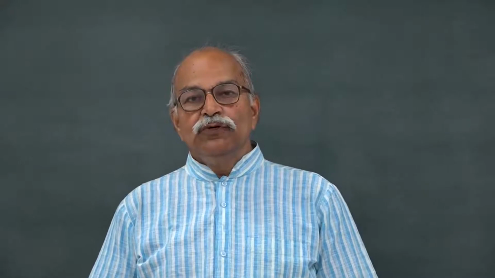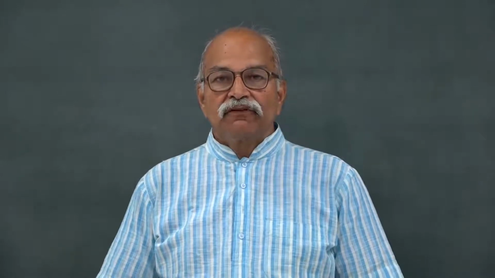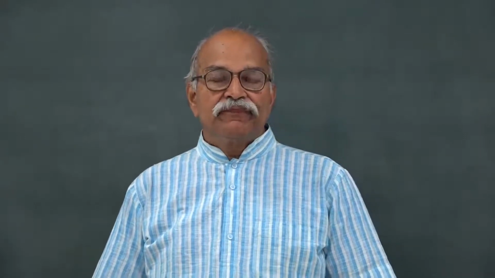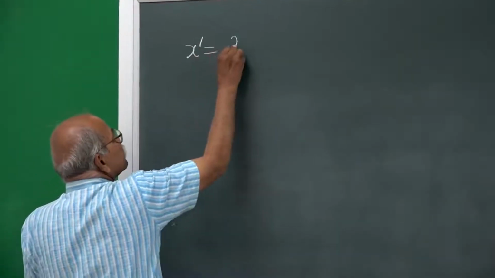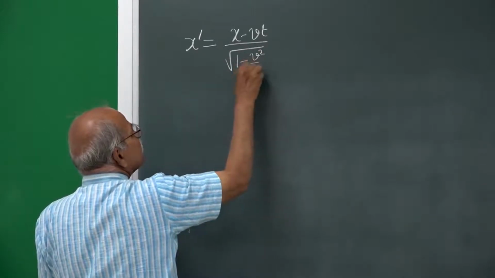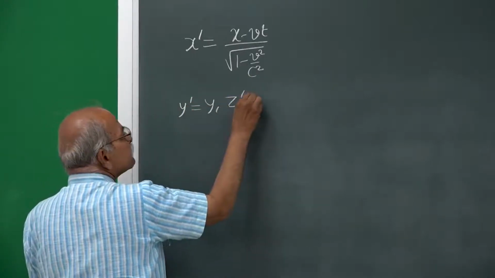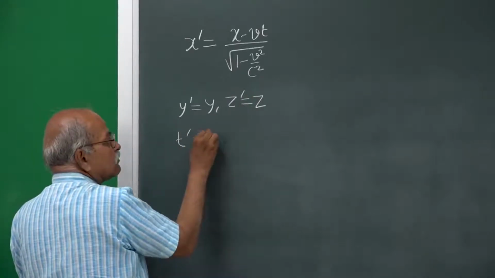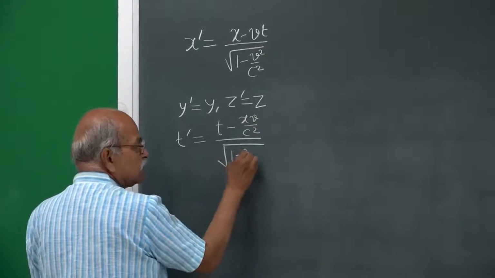So, we have deduced Lorentz transformations between two inertial frames, which is consistent with the two postulates of special theory of relativity. And the transformation equations that we got are x prime is equal to x minus v t over square root 1 minus v square by c square, y prime is equal to y, z prime is equal to z, and t prime is equal to t minus x v by c square, over square root 1 minus v square by c square.